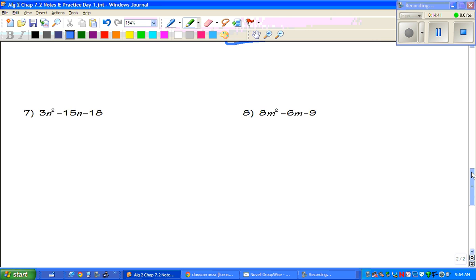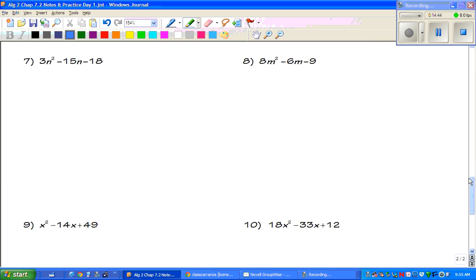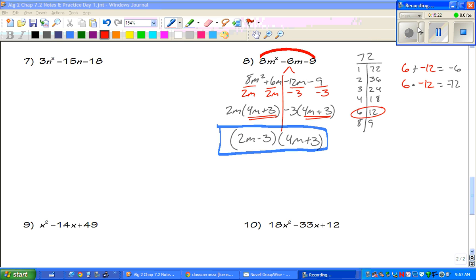All right, number 8. Remember, always check, is there a GCF? No, no GCF. So we're going to do the factors of 72, and the numbers that add up to -6 and multiply to -72. Okay, good luck. Okay, there's the rest of the work.